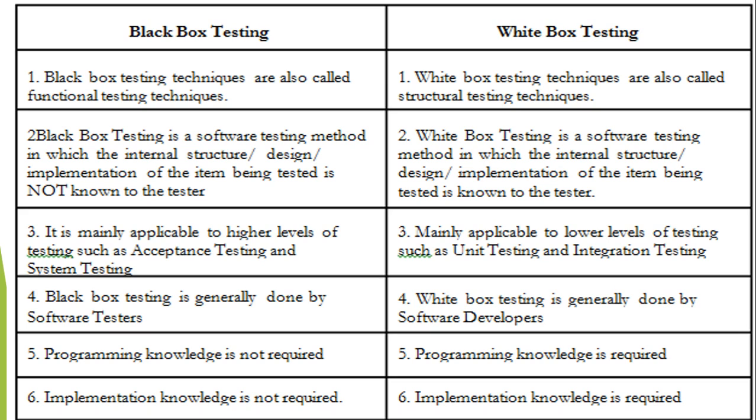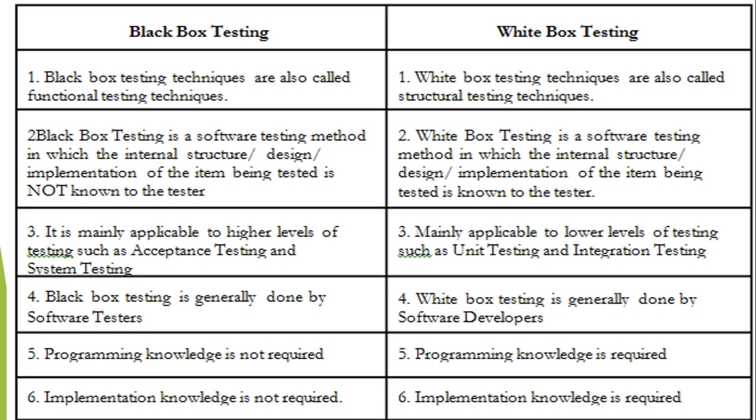In the fifth number we see that in black box, programming knowledge is not required. That means for black box testing you don't need any programming knowledge, but in white box, programming knowledge is required. That means for white box testing you should know a programming language. So that's the difference. And in the last reason we see that implementation knowledge is not required for black box testing, but in white box implementation knowledge is required. That means if you want to do white box testing, you should know implementation knowledge.